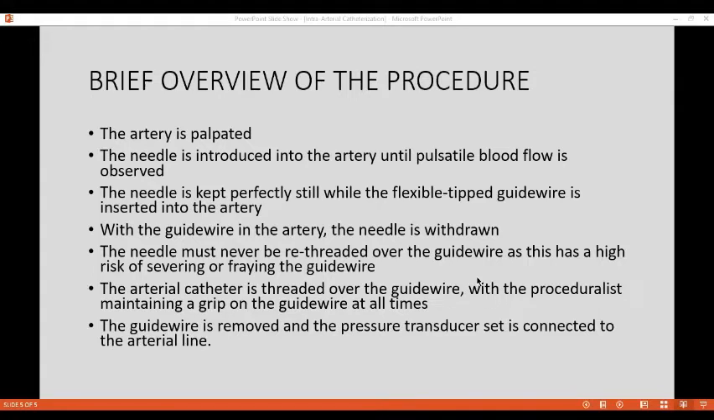The needle must never be rethreaded over the guide wire, as this has a high risk of severing or fraying the guide wire. The arterial catheter is carefully guided over the guide wire. It is important to maintain a grip on the guide wire at all times. After catheter insertion, the guide wire is removed and the pressure transducer set is connected to the arterial line.